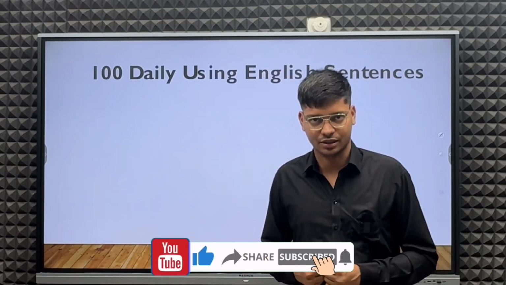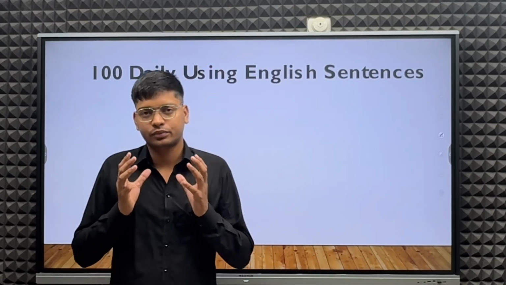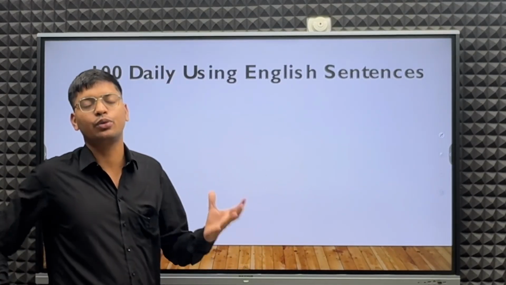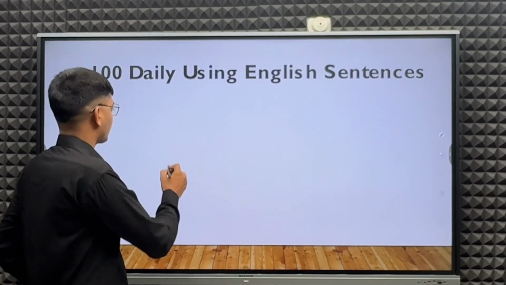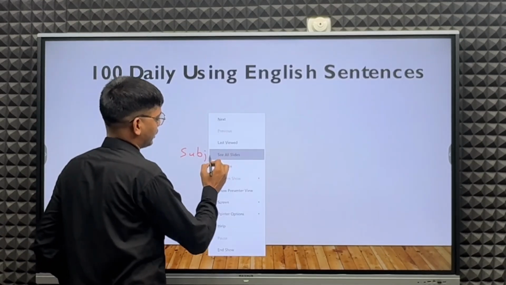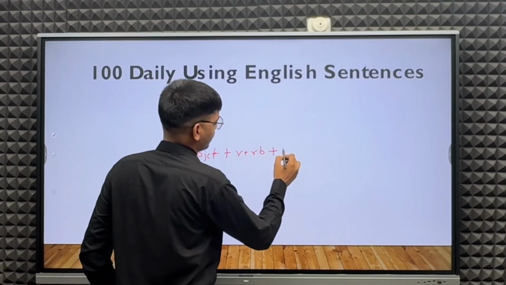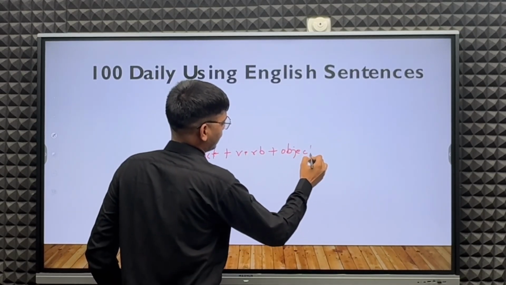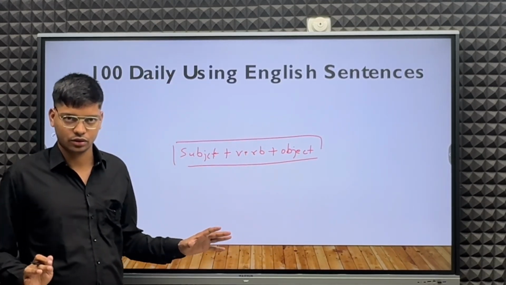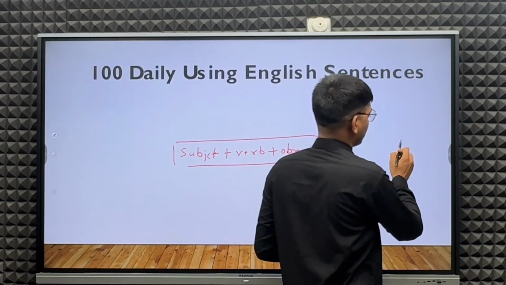So let's get started. First of all, guys, you need to understand what a sentence is, and how to create a new sentence. A sentence means subject plus verb plus object. This is the basic structure of sentences. So let's learn some special types of sentences in special situations.